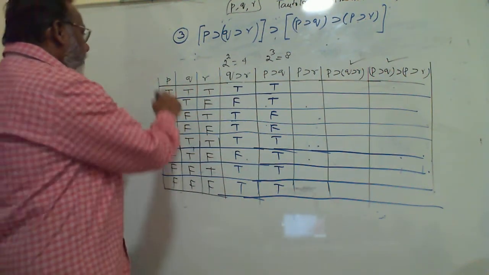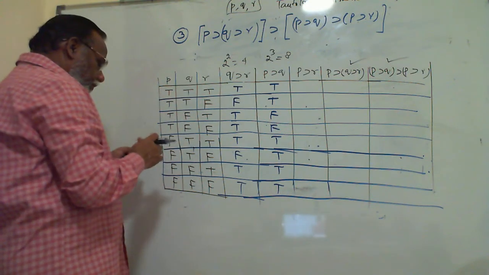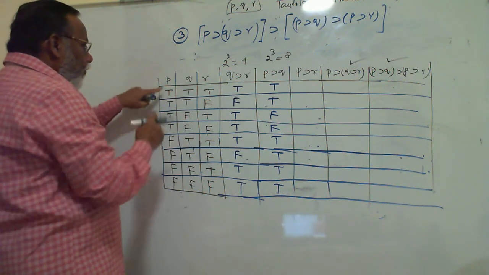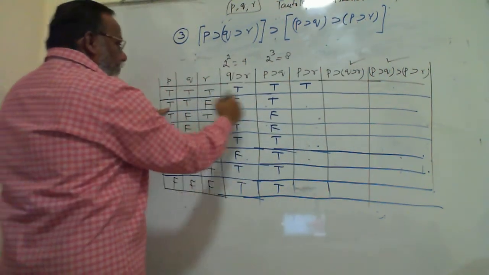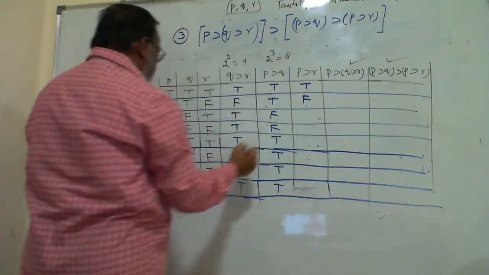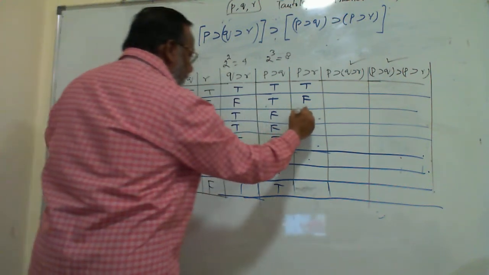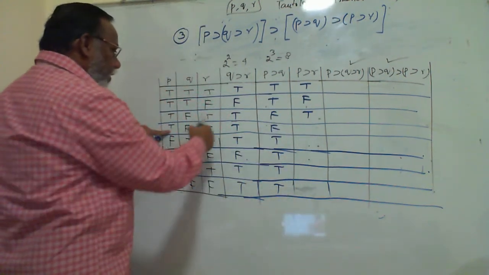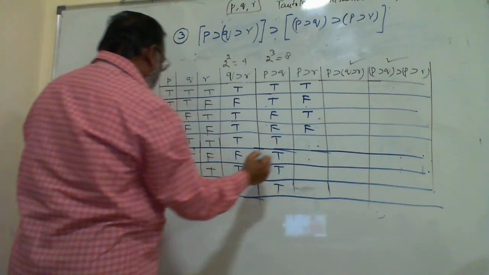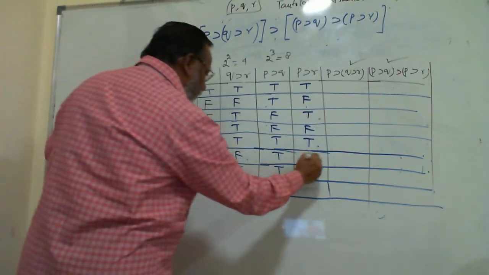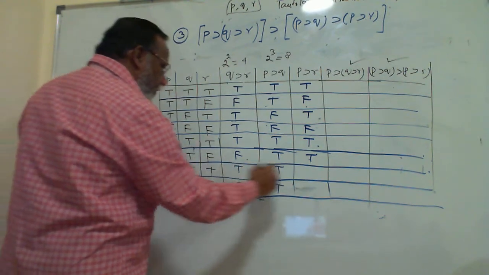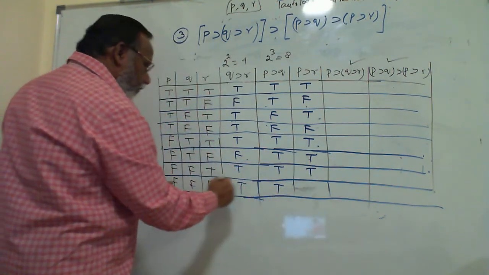Next you need P and R. So T and T here is T, T and F is F, T and T is T, T and F is F, F and T is T, F and F is T, F and T is T, and F and F is T.